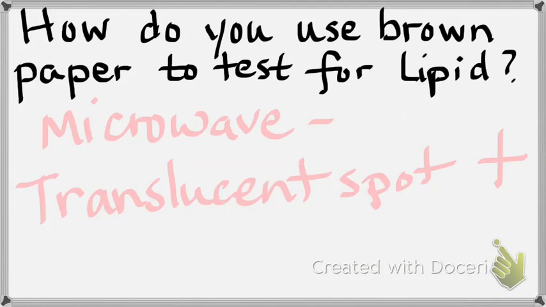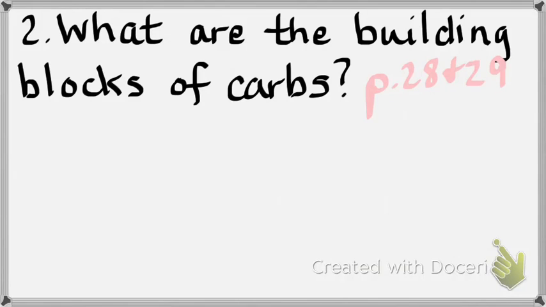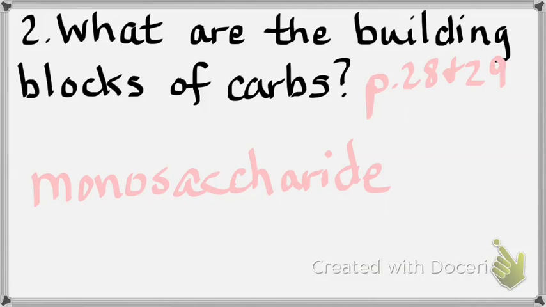Okay, now we're going to back up a little bit and talk about some other specific things associated with that lab. Would you join me on page 28 and 29? What are the building blocks of carbohydrates? What's the basic unit that carbohydrates are built out of? Monosaccharides. Excellent. Cameron said monosaccharides. In case you don't know this, mono means one and saccharide means sugar. So this means one sugar. So the smallest carbohydrates are these small one unit sugars, monosaccharides.